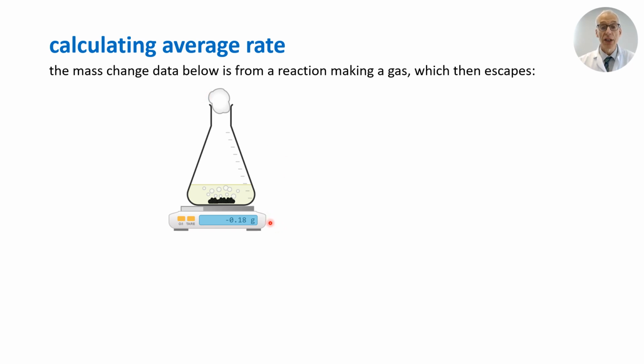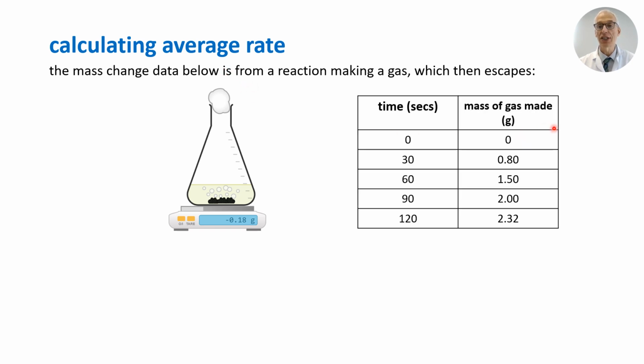The electronic balance will read negative numbers if we start at 0.0. That indicates a loss of mass, which is equal to the mass of the gas that has escaped. So we achieve data such as this. Every 30 seconds, we take the mass loss and turn that into a mass of gas made in grams.